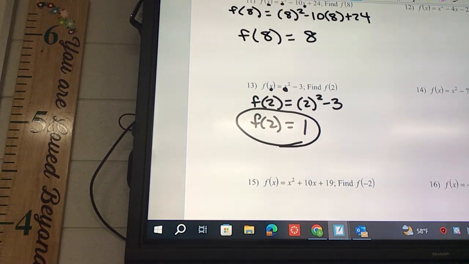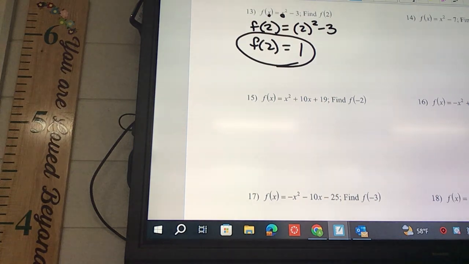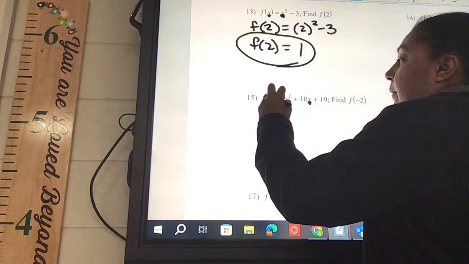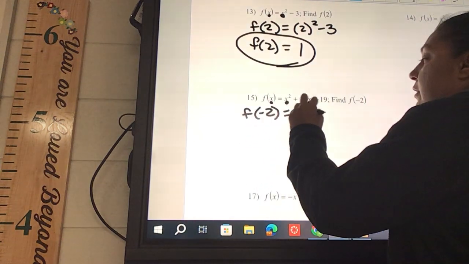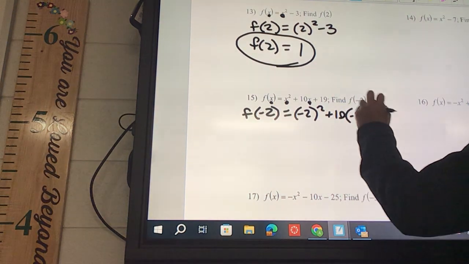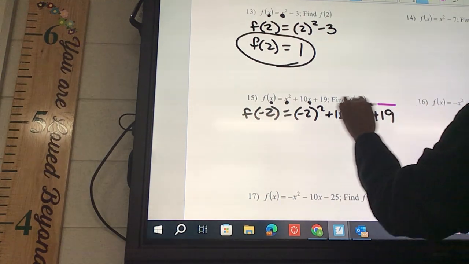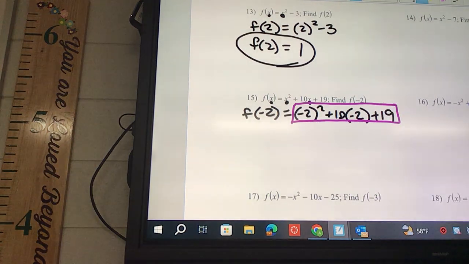Okay, 15. Everywhere there's an x, I'm plugging in a negative 2. Which is right here and right here. So we got f of negative 2 equals negative 2 squared plus 10 times negative 2 plus 19. And again, all of this can just get typed on the calculator.